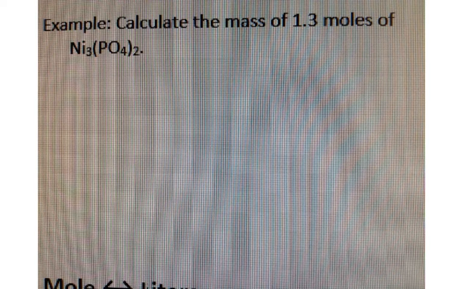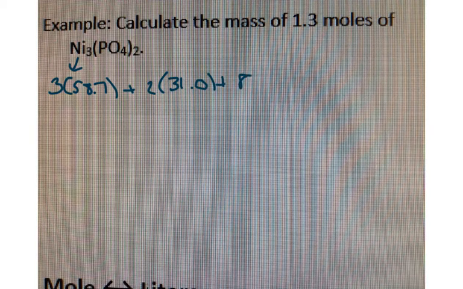All right, another one that we're going to have to do is go from moles to grams, and it works the exact same way using the molar mass. So once again, you're going to have to calculate the molar mass. So I know that nickel, I have 3 of them, and each nickel, according to the periodic table, has a mass of 58.7 grams. I have 2 phosphoruses, each one has a mass of 31.0 grams, and I have a total of 8 oxygens, each with a mass of 16.0 grams. Total that up, I know that if I had 1 mole of nickel 2-phosphate, I would have a mass of 366.1 grams.